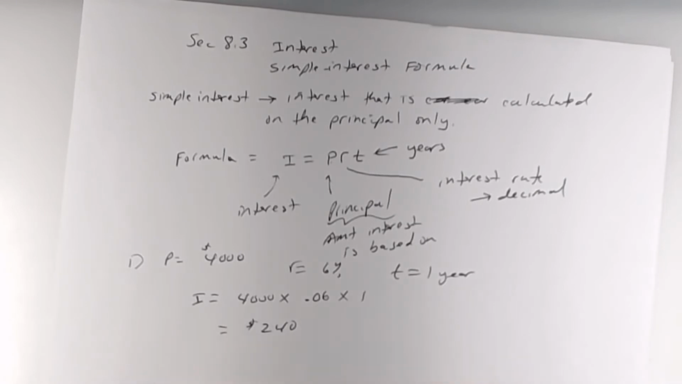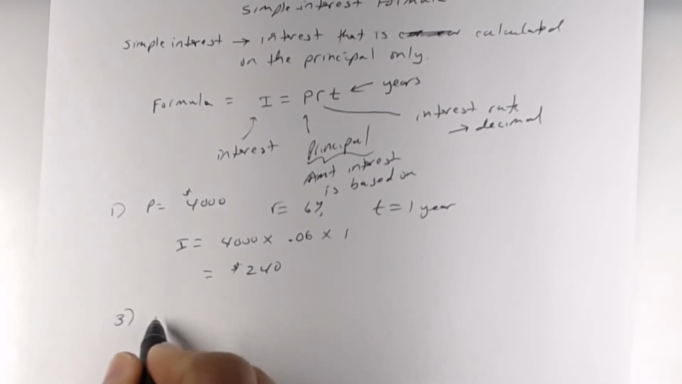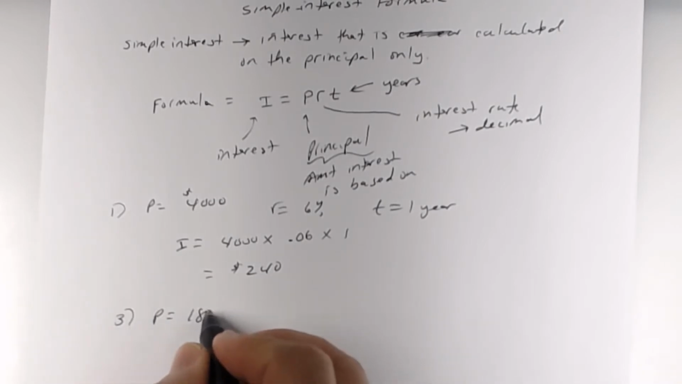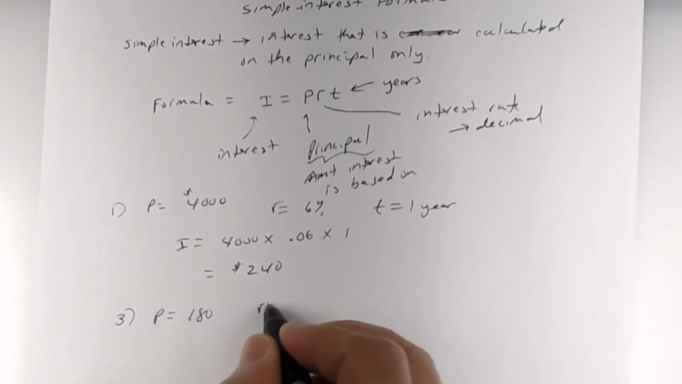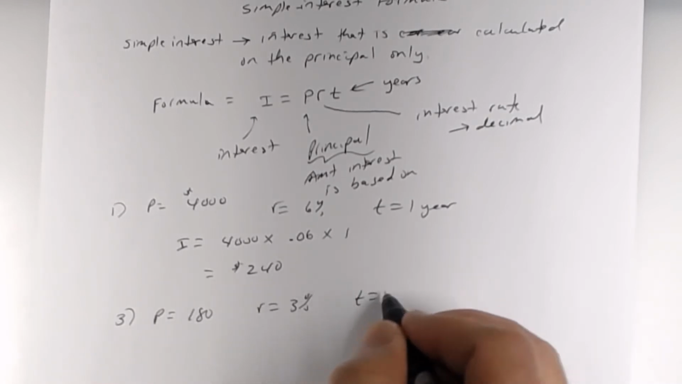Okay. Let's look at number 4. I'm sorry, number 3. Let's do number 3. So number 3, you're told the principal is $180. The rate is 3%, and this time your time is 2 years.